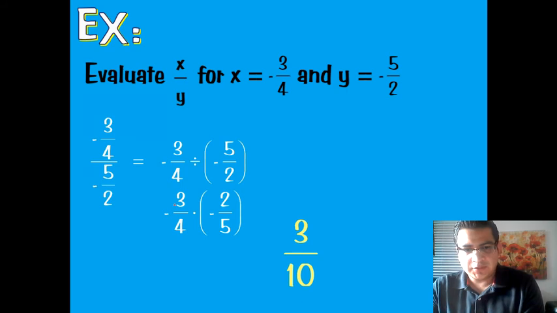Then I just multiply straight across. 3 times 2 is 6. 4 times 5 is 20. So that's 6 over 20, right? And don't forget the negative. So negative times a negative is a positive. And then half of 6 is 3, and half of 20 is 10. So this is my final answer. Right? That's my final answer.